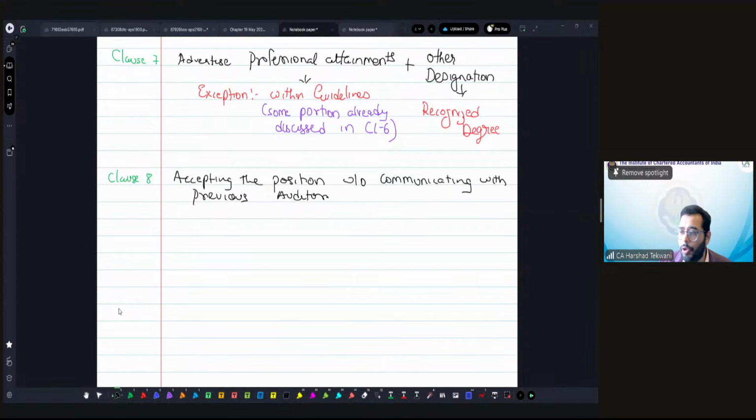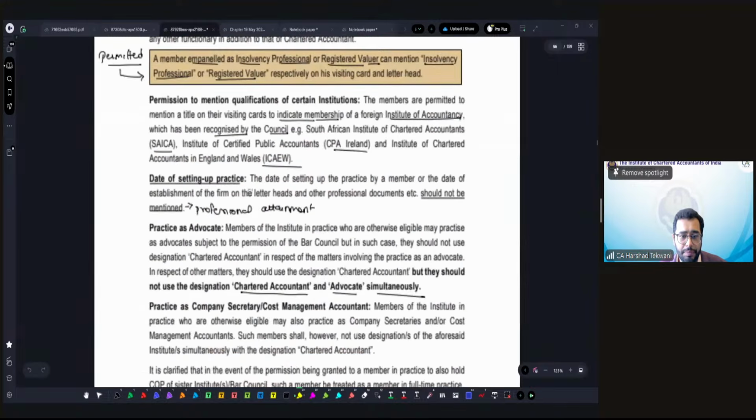Now, a few things we need to understand over here. Number one, when I talk about accepting the position, it is the position of the auditor that we are talking about. And when we are talking about communicating, we are communicating with the previous auditor. Okay. So we'll go to the clause for a quick discussion.